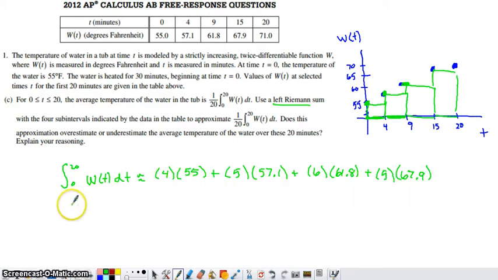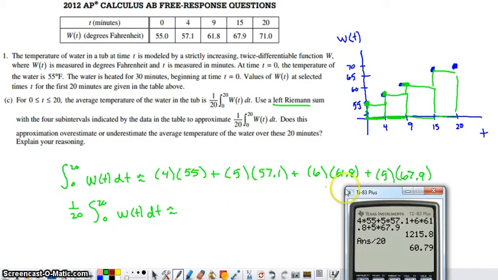Now what we would have to do with that answer is remember to divide it by 20, or multiply it by 1/20th, in order to turn it into an average value of a function calculation. So I'm going to get my calculator going here and take a minute to evaluate this, and then we'll get back and discuss the second part of this problem. So I just took a minute to evaluate this on the calculator, and I got this 1215 value, and then I multiplied it by 1/20th, or divided it by 20, and I end up with an approximation for this average temperature of the water of 60.79, measured in degrees Fahrenheit.